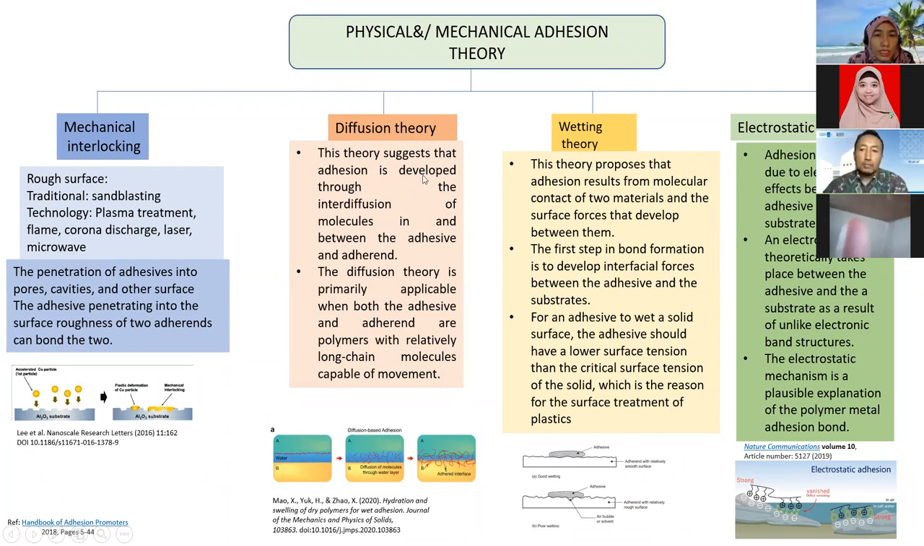This theory suggests that adhesion is developed through the interdiffusion of molecules in and between the adhesive and the adherend. The diffusion theory is primarily applicable when both the adhesive and the adherend are polymers with relatively long chain molecules capable of movement.